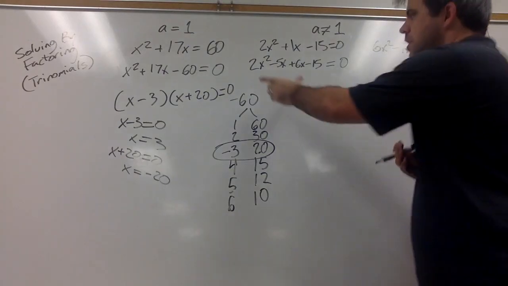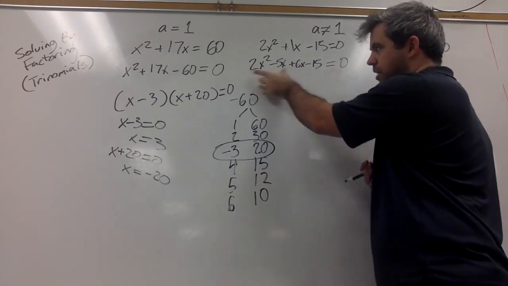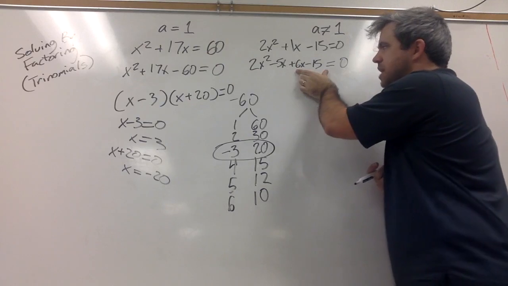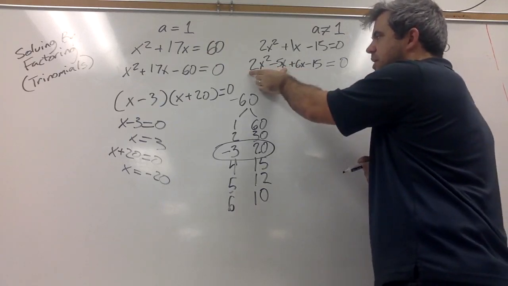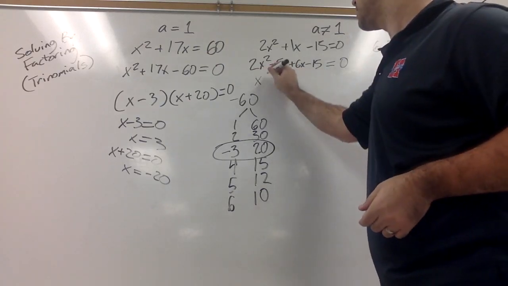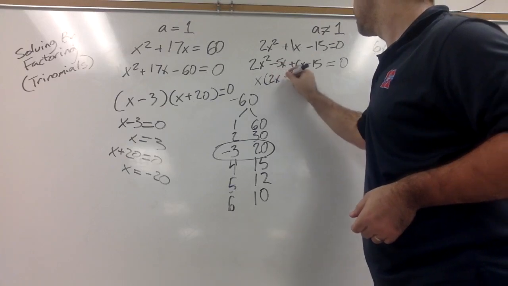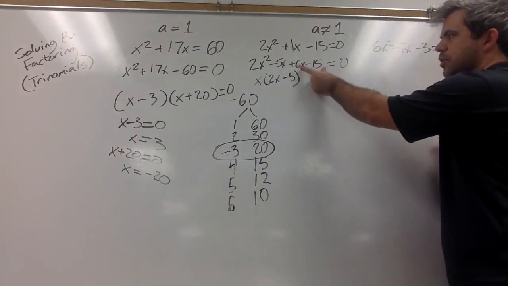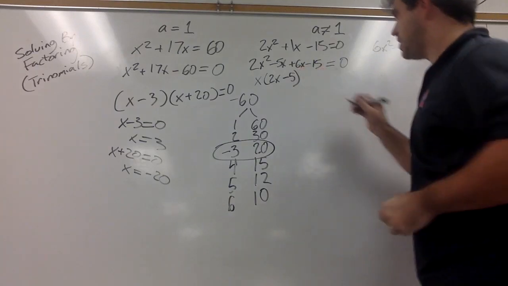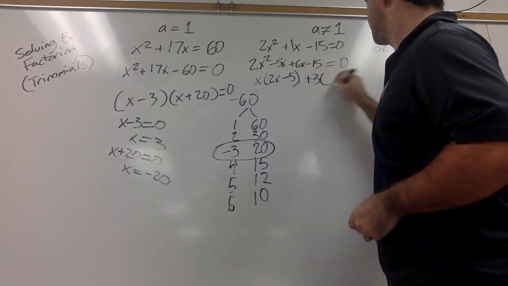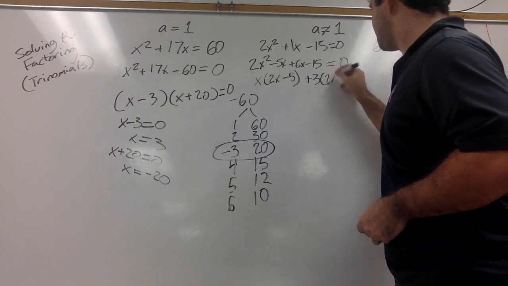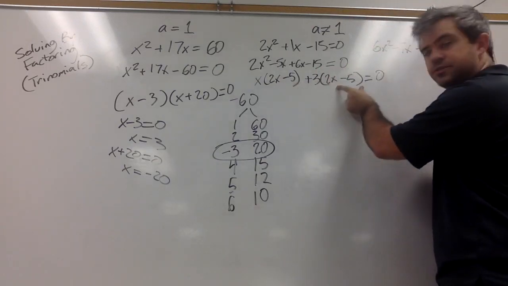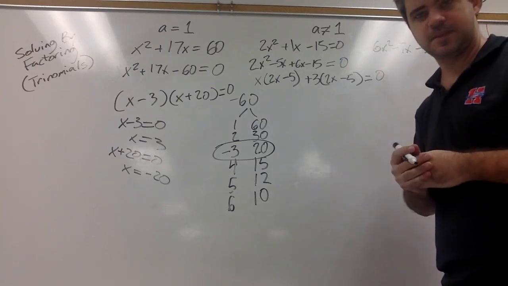Now what we do is factor by grouping. We're going to find the greatest common factor of these two and the greatest common factor of these two. So the greatest common factor of these two is x. The greatest common factor of these two is 3. And if you've done everything correct, these factors should be the same.